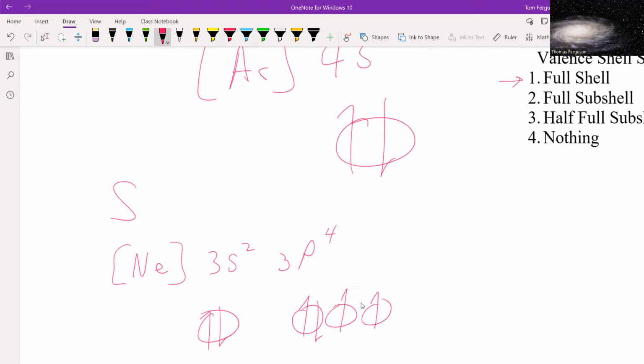And let's head over to lab and do some valence shell electron pair repulsion.